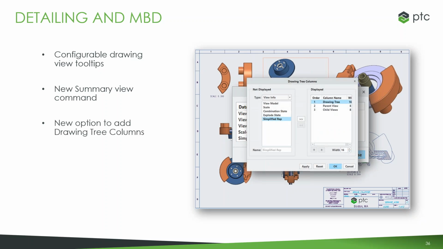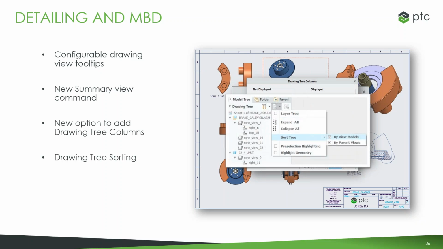Improvements around the addition of drawing tree columns, so adding those in now is an option. And around that, being able to sort the drawing tree by view models and parent views. So building out that drawing tree the way that you like.